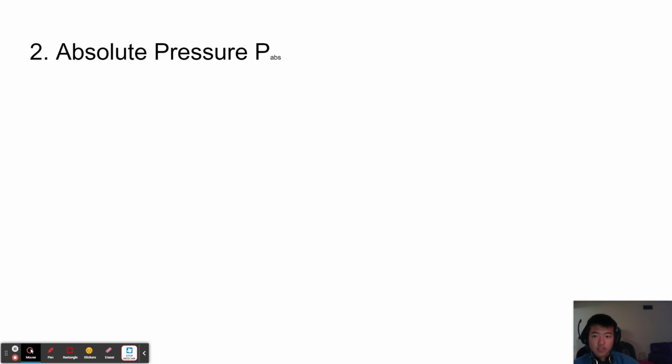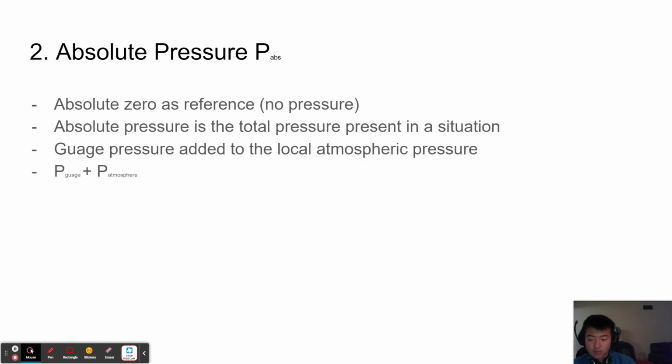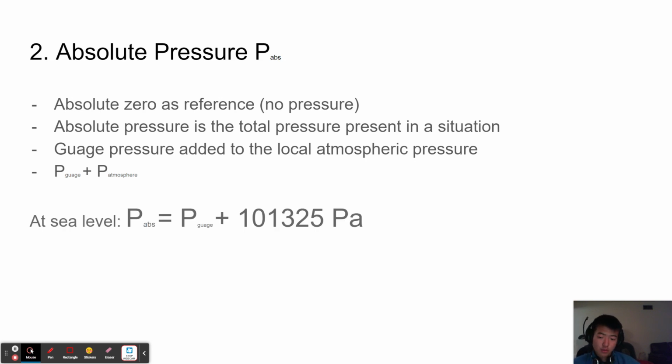The second measurement of pressure is absolute pressure, denoted by P abs. Absolute pressure has the absolute zero as its reference, or zero pressure. And because of this, it is the total pressure present in a situation, counting both the local atmospheric pressure and the gauge pressure. We're still going to be using atmospheric pressure at sea level, but it doesn't really matter. So at sea level, absolute pressure equals gauge pressure plus 101,325 pascals. So at sea level, the absolute pressure is the equation we derived earlier, density times H times G, plus 101,325 pascals.